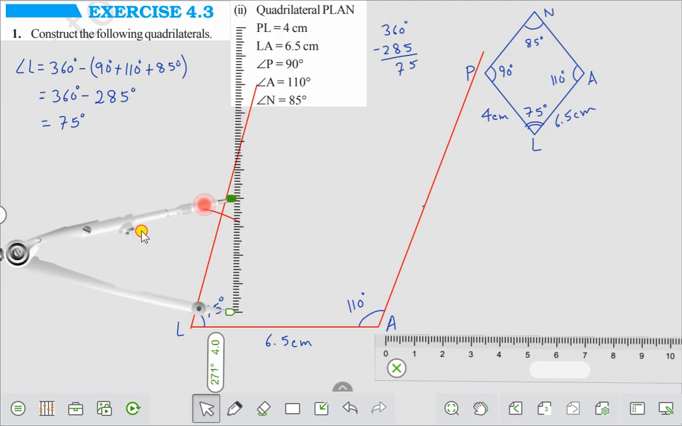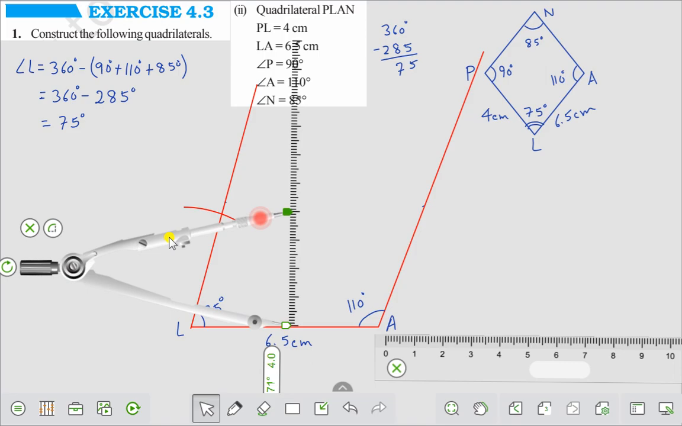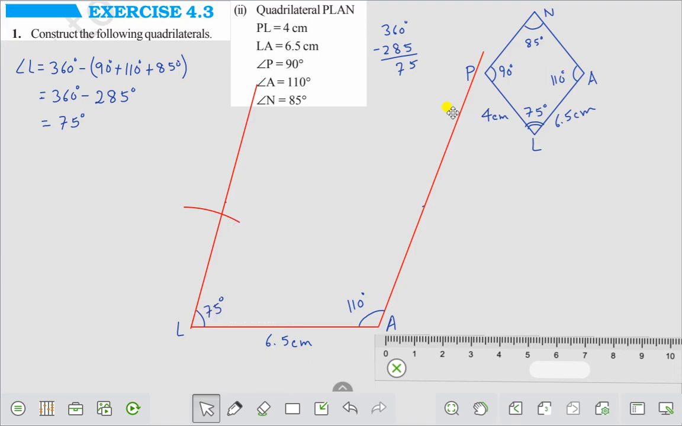See this one, and this point we got. This point is P. Here you see, this is point P. Right? LP, or PL, is 4 centimeter. This is 4 centimeter, right?